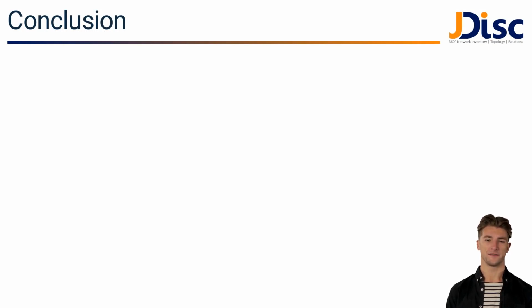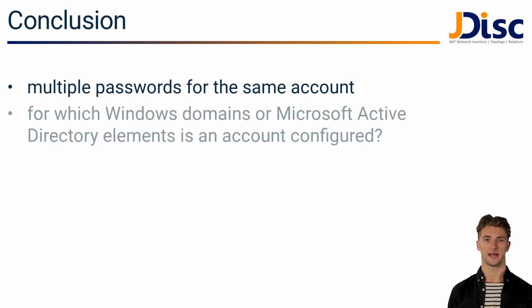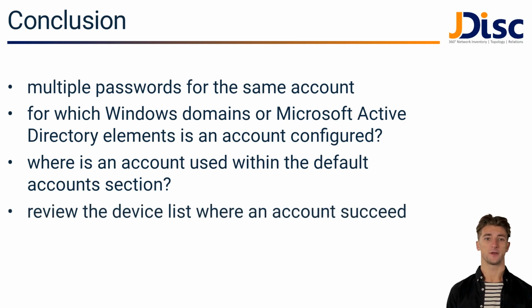This report helps to identify the following situations. When you define multiple passwords for one account, especially a Windows domain account, then you are at risk that this account gets locked by the domain controller. Knowing where an account is used is important. The report tells which Windows domains or Microsoft Active Directory elements use a specific account. Default accounts probed on devices can also use a specific account. The report tells what default account section uses this account. And finally, you can list all devices where an account succeeded while scanning the device.